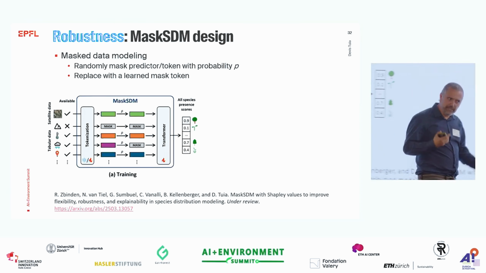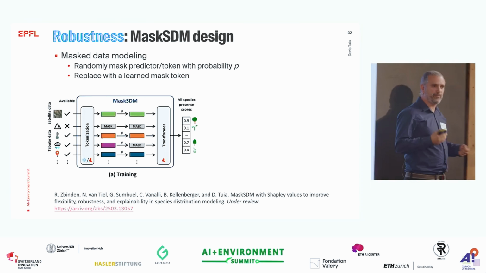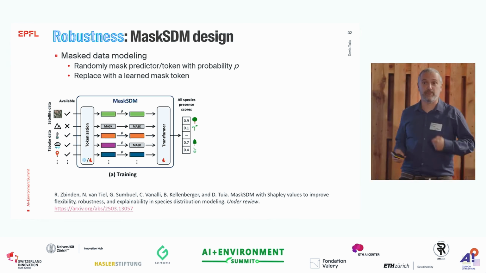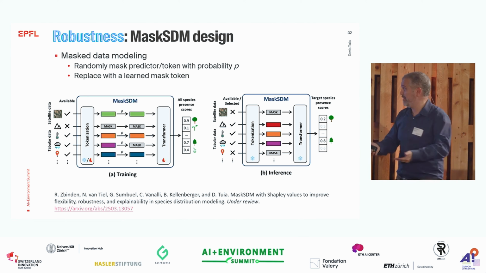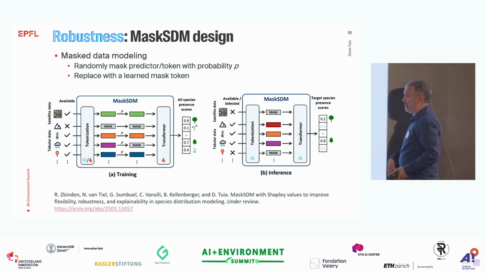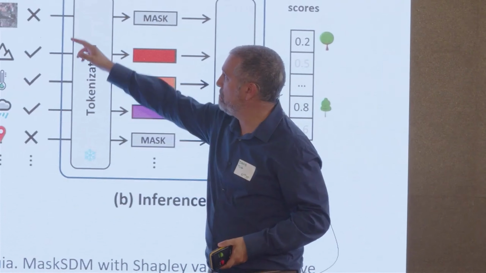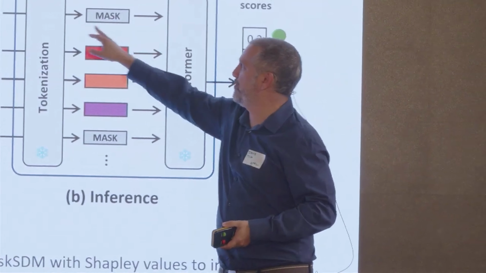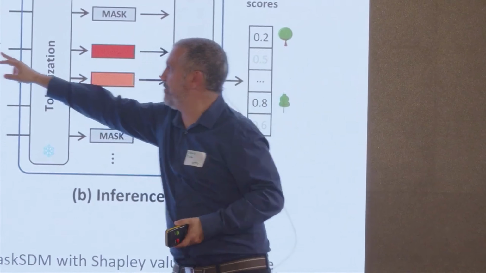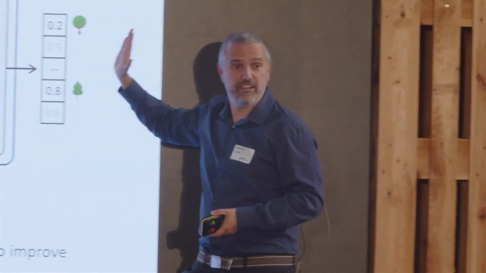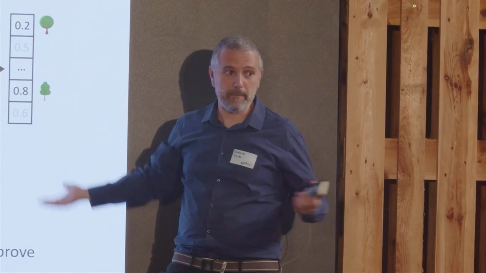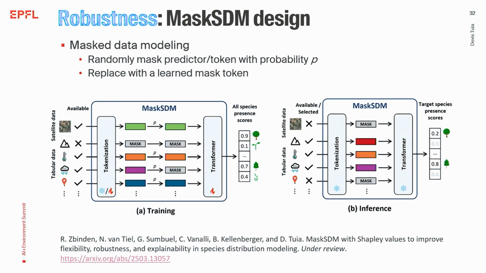By doing that, we train the model to be able to predict even when it doesn't have some of the inputs. At inference time, when you predict on new data, you don't need to mask by probability p anymore, but for the data you don't have, you just use your masked token, and the data you have, you pull through, get your features, put them in the transformer, and predict your distributions. It's like masked autoencoders, if you are familiar with this type of thing. Okay, good.